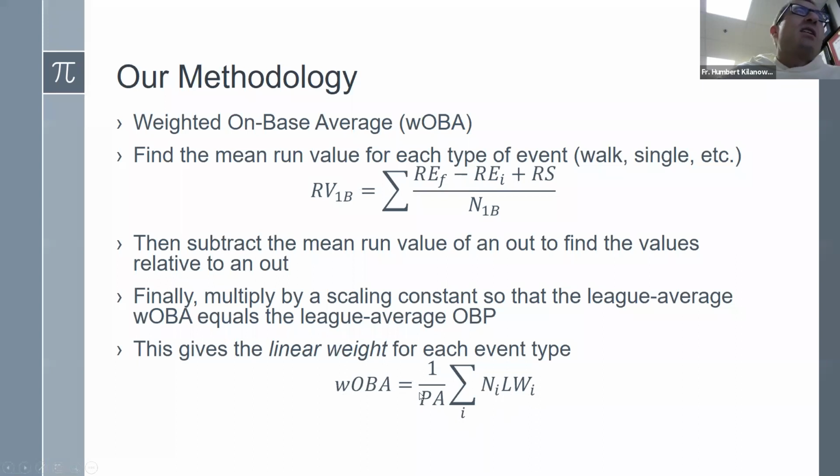And for the purpose of weighted on base average, an intentional walk does not count as a plate appearance, and neither does a sacrifice bunt, because in those situations, that's not a real confrontation between the batter and the pitcher. The batter's giving up his at-bat to advance the runners in a sacrifice bunt, or the pitcher is deciding not to face the batter by intentionally walking him. So those events don't count, but everything else does as a plate appearance.